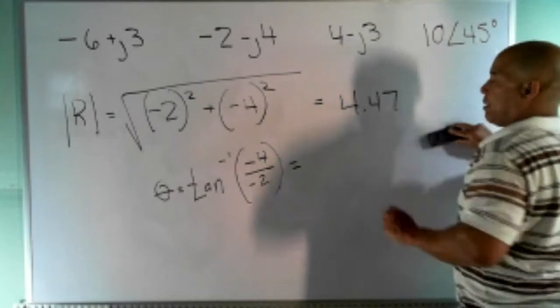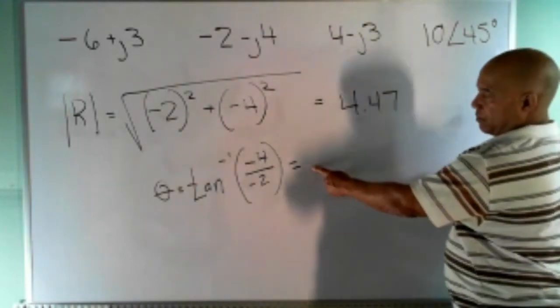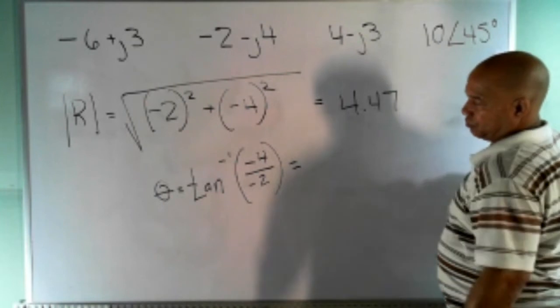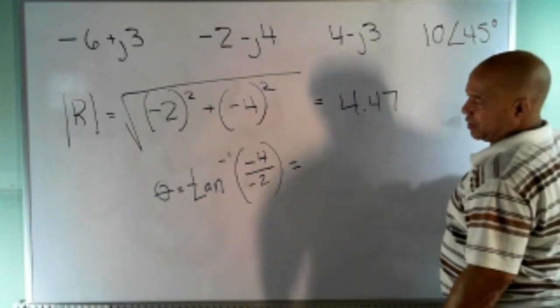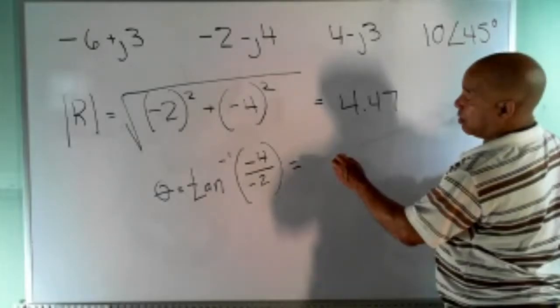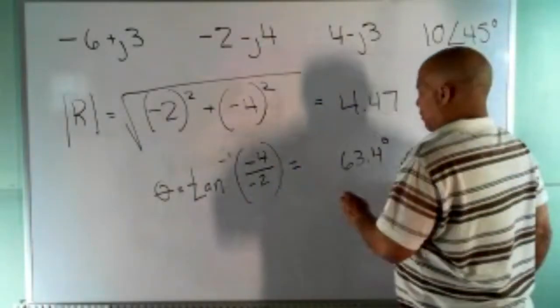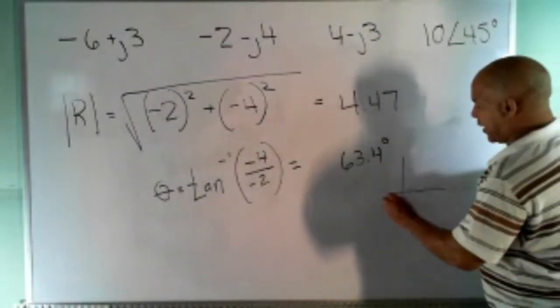All right. And what about here? The inverse tangent of 2. 63.4. All right, so we're at 63 degrees.